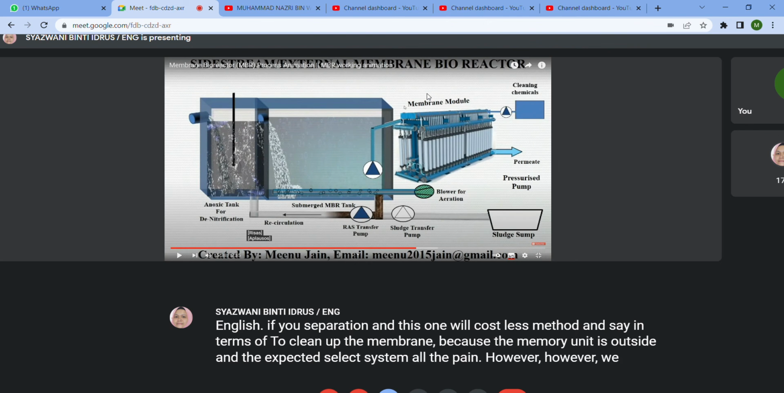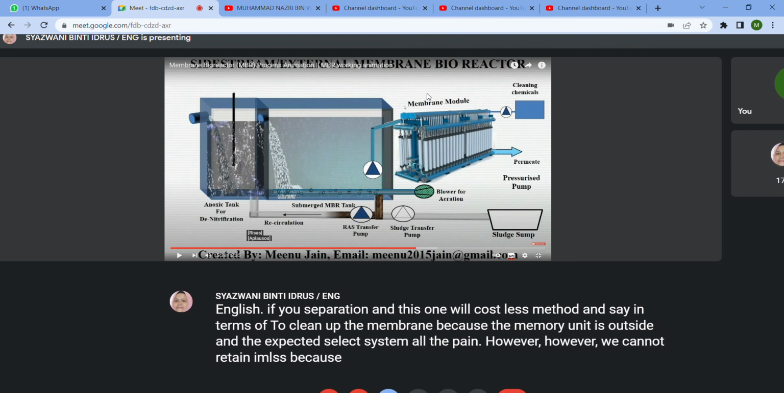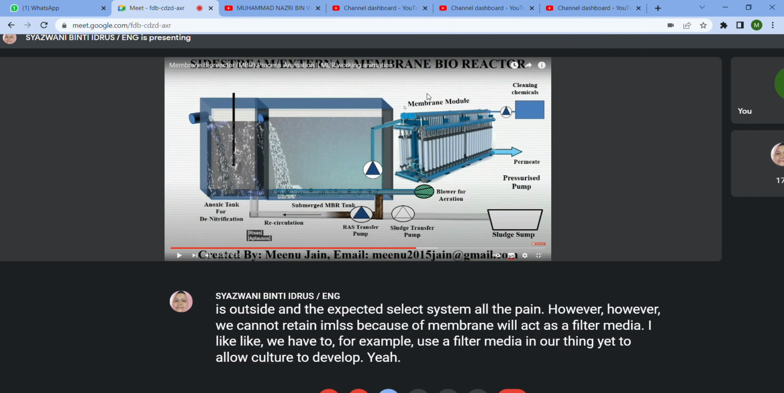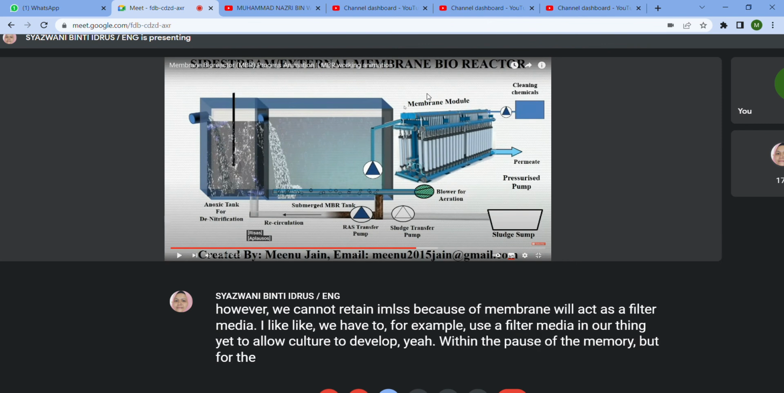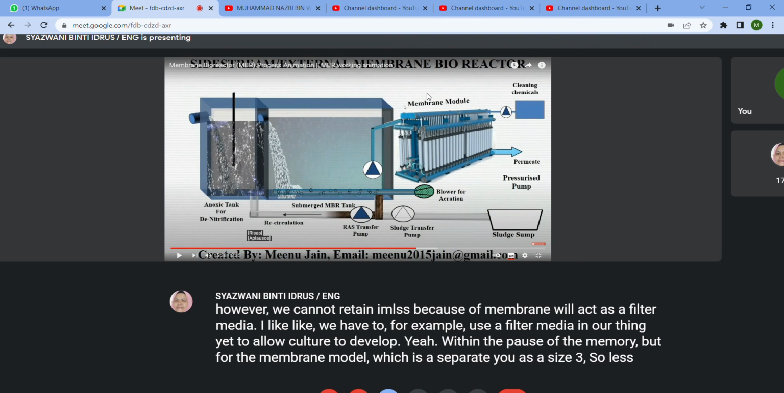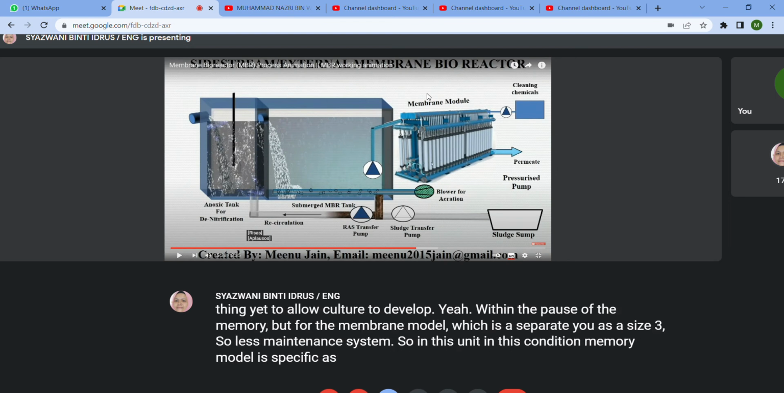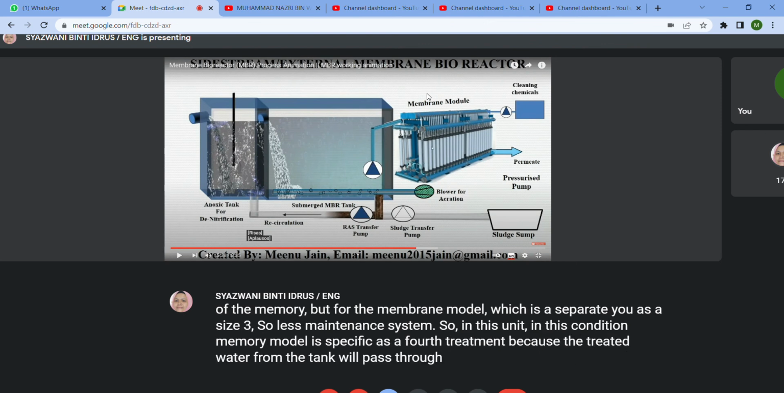However, we cannot retain high MLSS because a membrane will act as a filter media. For example, we use a filter media in our tank to allow culture to develop within the pores of the membrane. But for the membrane module, which is a separate unit, a side stream unit, there is less maintenance as compared to the submerged system. So in this condition, the membrane module is considered a post treatment because the treated water from the tank will pass through the membrane module.